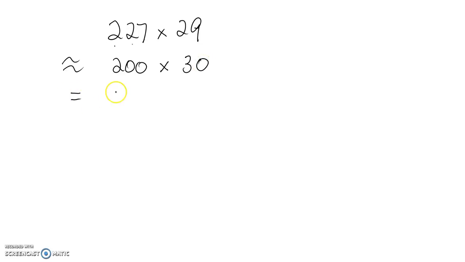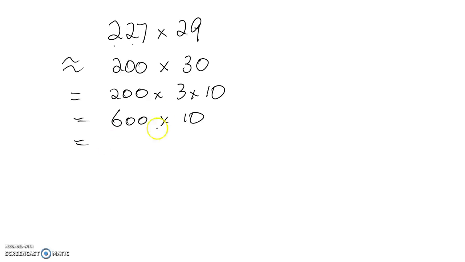So now we can work in stages. That's 200 times 3 times 10, which equals 3 times 2 is 6 with 2 zeros, so 600 times 10. And now we've got 600, add on the 1 0 that we learnt before. So 227 times 29 is approximately equal to 6,000.